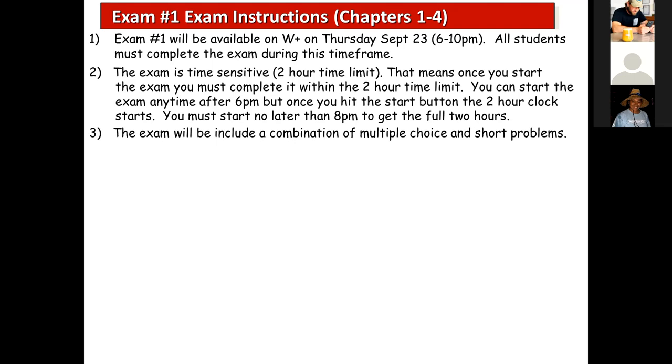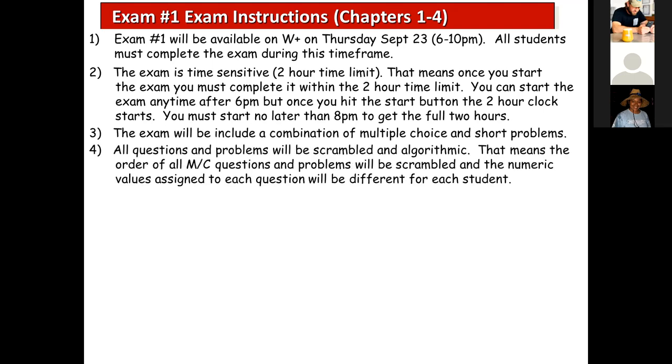It's a combination of multiple choice and short questions. Every question, whether it's a multiple choice or a short problem, is algorithmic. That means that every student gets assigned the same question but different values. So if you're sitting next to another student taking the exam at the same time and looking at the same question, every question would be different. You follow that, right? Similar to the homework. Yeah.